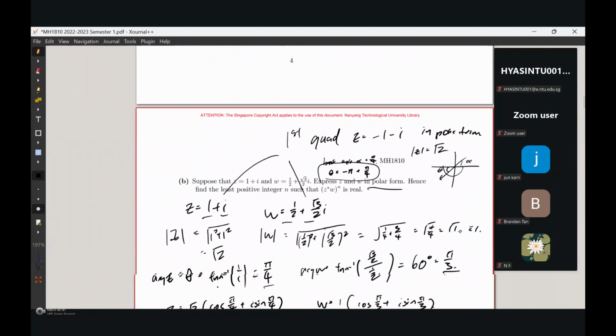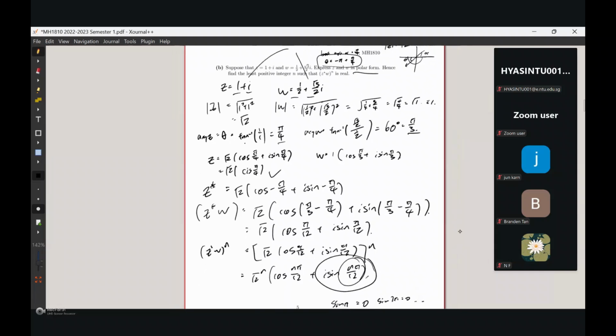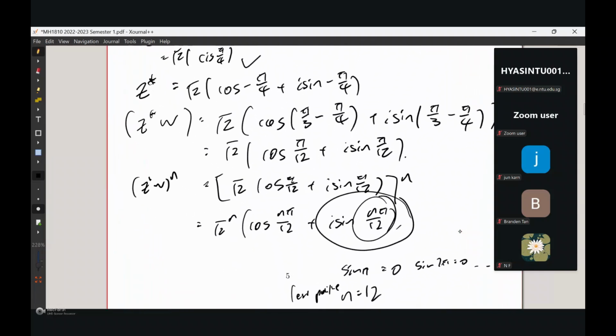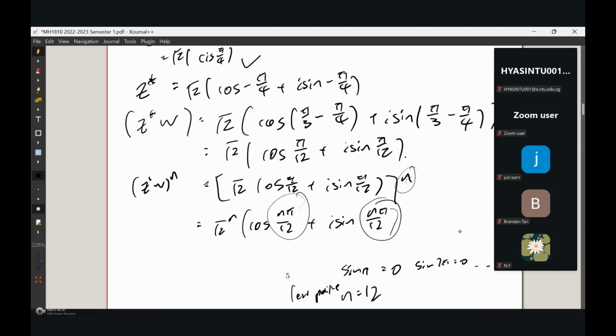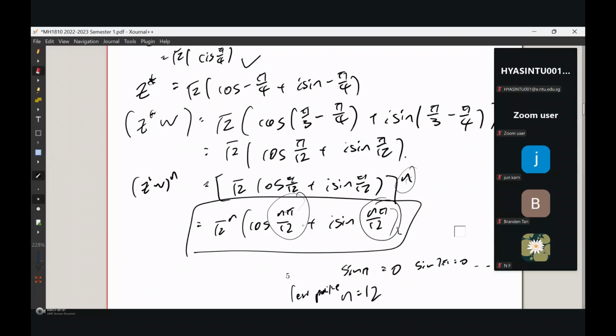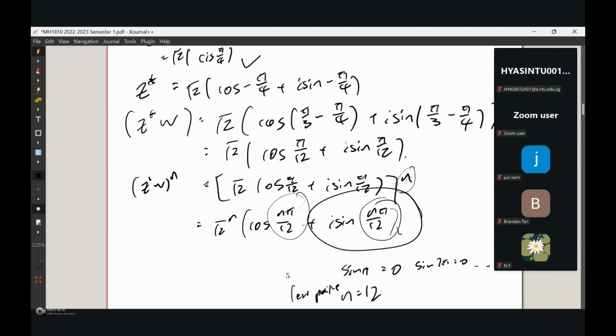Can I explain the last part again? How I determine n equals 12? Okay, because after I bring the power n inside, by De Moivre's theorem, the power n will multiply to the argument here. So n pi over 12. Then because I want this expression to be real, this means that the imaginary part needs to be 0.